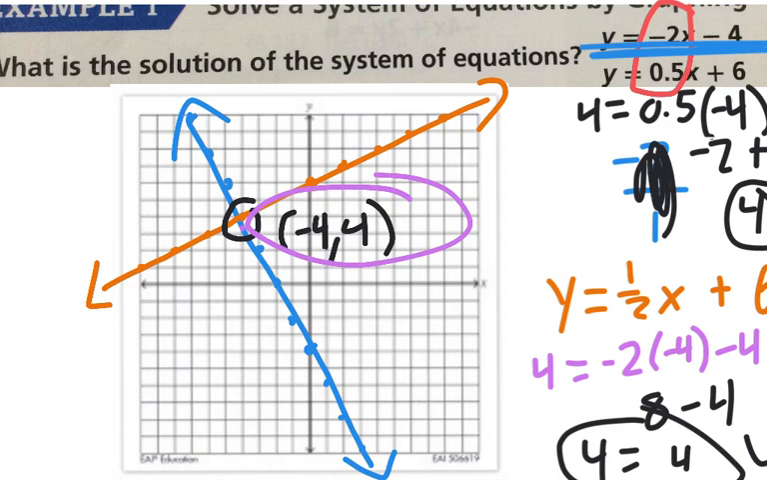You see how it made both equations true at the same time? That means it's the solution to the system of equations. This is just a way you can check. All right? You can always check that way.